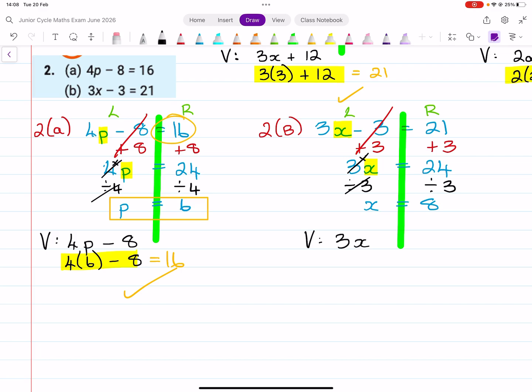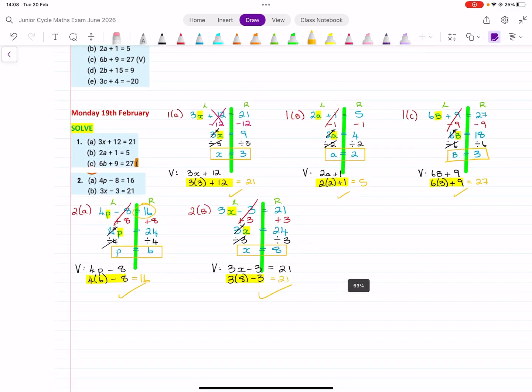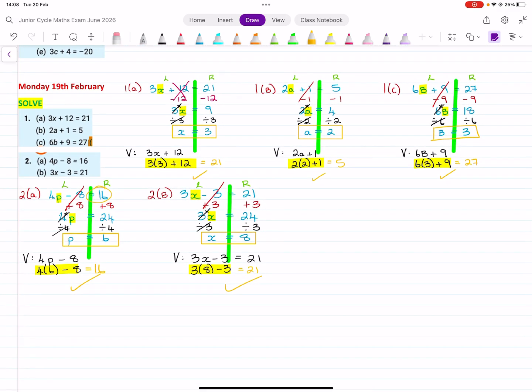So 3x minus 3 is supposed to be 21. So 3 times 8 minus 3. I'm going to type this into my calculator. 3 bracket 8 minus 3. And the calculator says 21. So that is my answer. So there are my 5 answers: 3, 2, 3, 6, and 8.